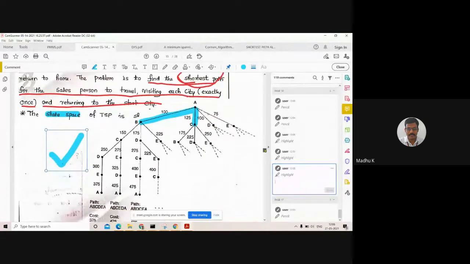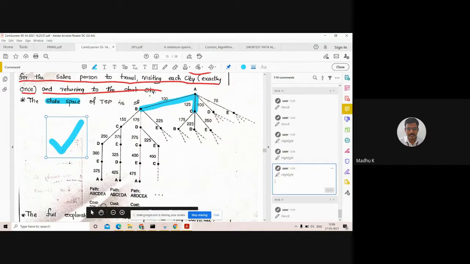So searching for a path or the shortest path in this state space using an algorithm will be very time consuming. For example, we can search and find the solution, but it will be very time consuming.